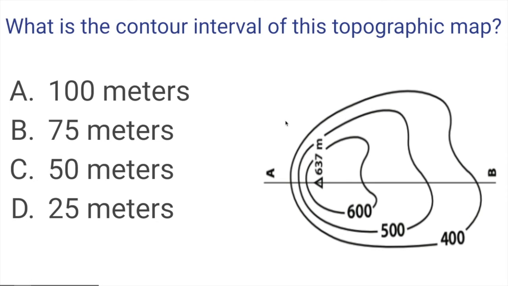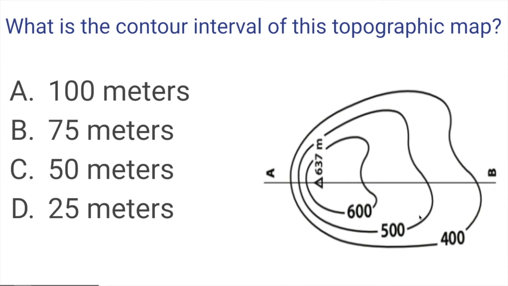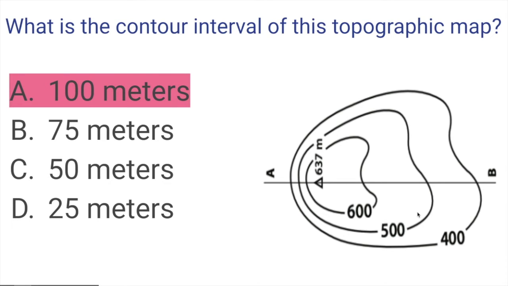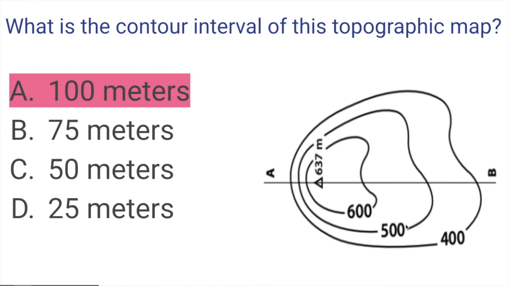Next question. Looking at this topographic map again, what is the contour interval of this topographic map? To find the contour interval, you have to look at the topographic map and count from how much the contour increases from each contour line. If you said 100 meters, that is correct. The contour interval for this topographic map is 100.